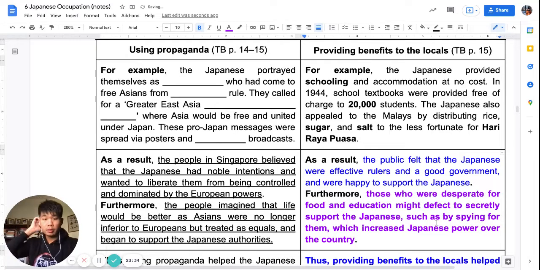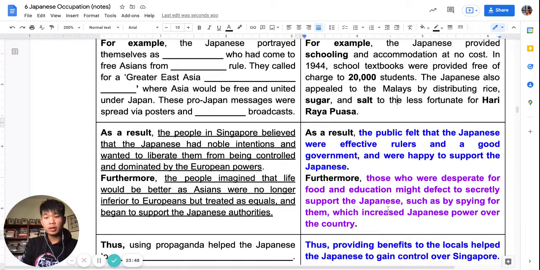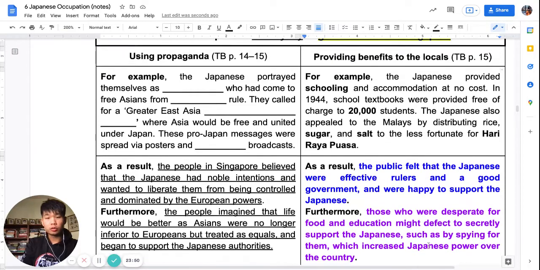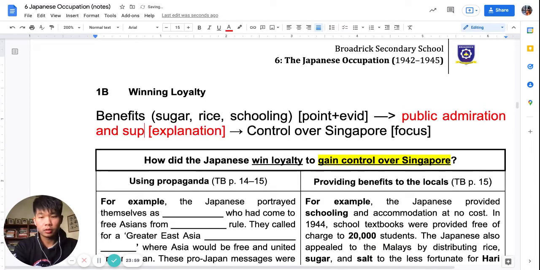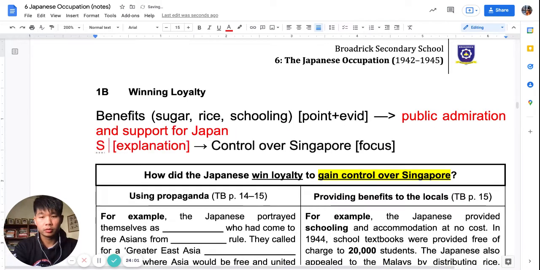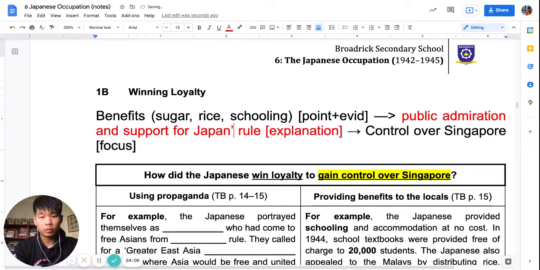Right? So they get more spies, and they get public support. And these are explanations for how the benefits, which increase public support, the benefits, which lead them to get more spies, increase their control. So over here, our explanation would have been benefits lead to public admiration and support for Japan's rule. Right? This could be explanation one.